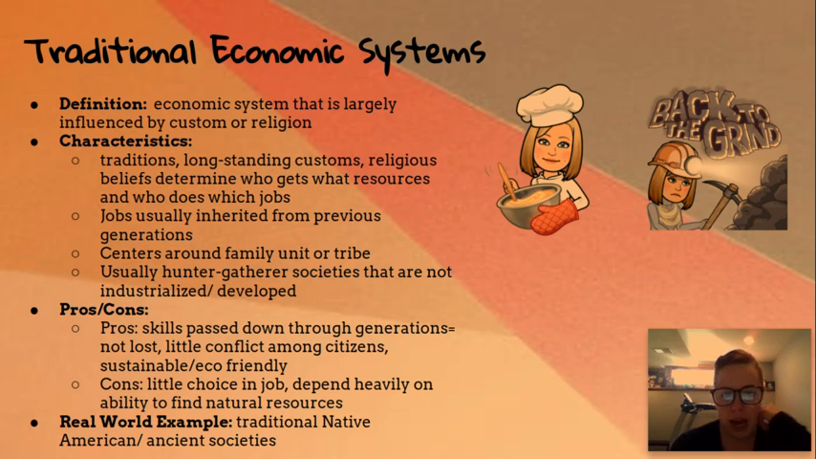So there are some pros and cons. Pros are that skills are definitely not lost because they're passed down from parent to child over and over again. There's usually not a lot of conflict between citizens because people understand that you have to work together in order for everyone to survive. So there's less conflict and less competition over things. And it's definitely more sustainable or eco-friendly, green, whatever you want to call it, because people are usually not in a developed area and they understand that they have to live off of the land and what that provides for them.